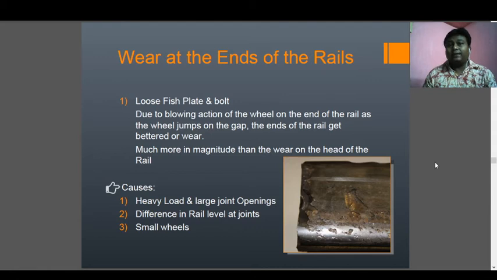Now, wear at the end of the rails. What are the wearing effects at the end of the rails and what are the causes? So this is the loose fish plates or the bolt.